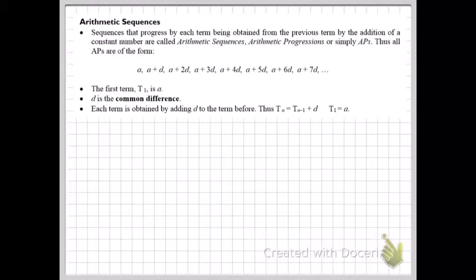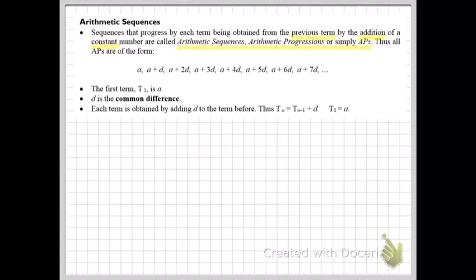Let's look at arithmetic sequences. Sequences that progress by each term being obtained from the previous term by the addition of a constant number are called arithmetic sequences, arithmetic progressions, or simply APs. Of all those terms, arithmetic progressions is the most common. All APs have the following form.